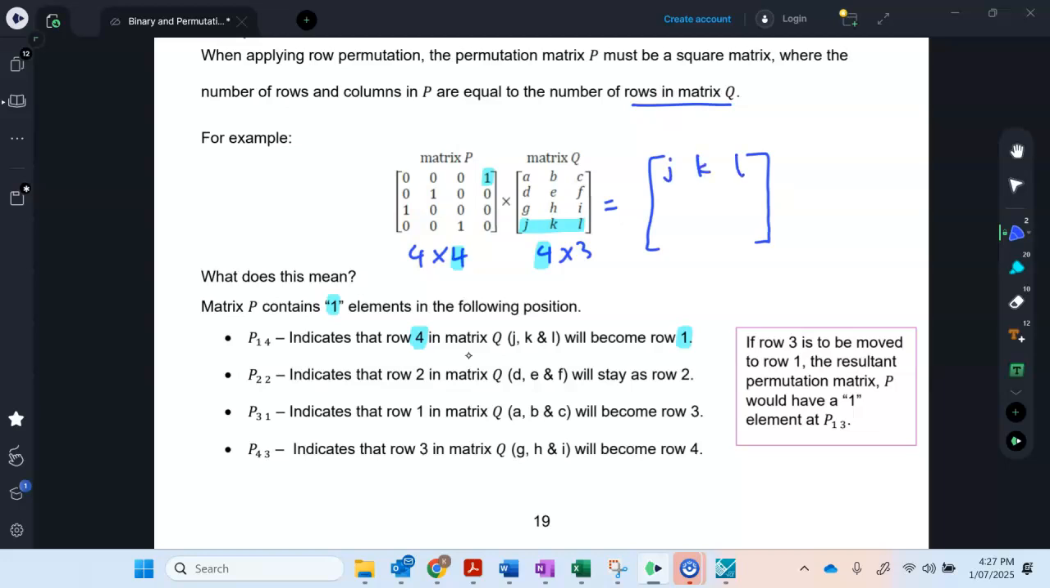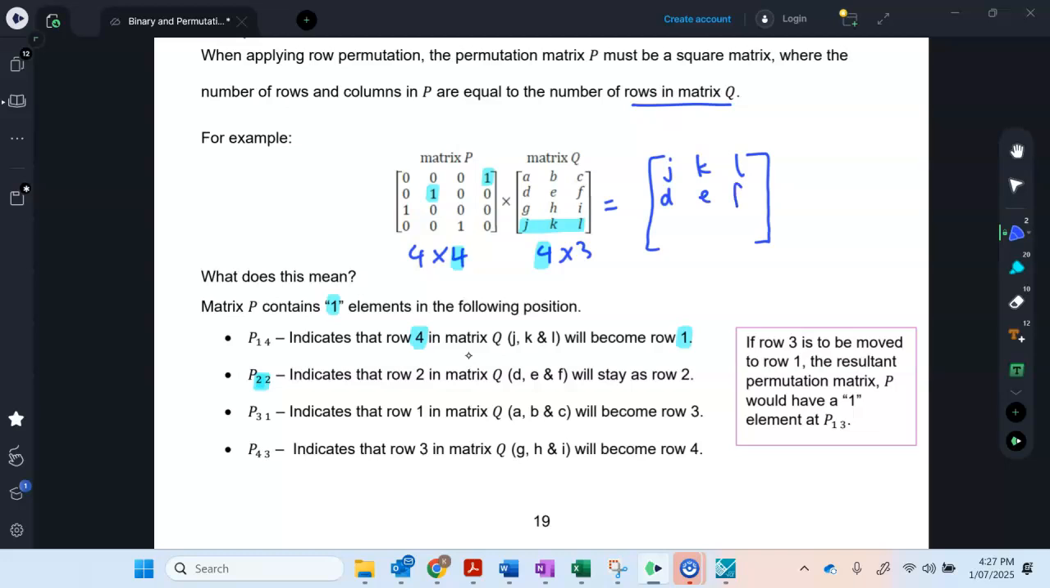All right, then we have a 1 here. And remember, when it's on the diagonal, it actually doesn't change. So P22, the row number and the column number are the same, so that indicates that row 2 will stay at row 2. So row 2 is DEF.